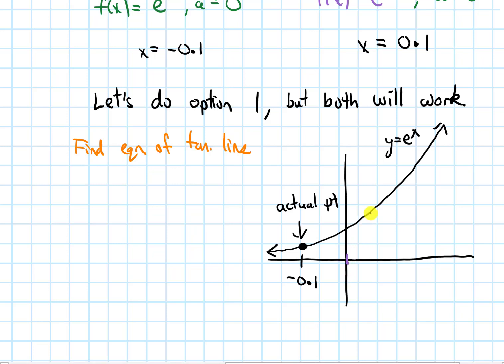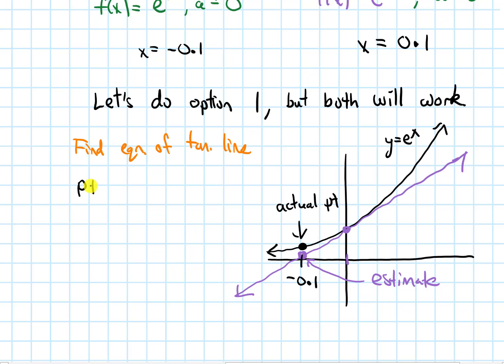We are going to use a equals 0, so we're going to use 0 as our input, and that's kind of nearby negative 0.1. I'm going to draw a tangent line through this point where x is 0. So that tangent line looks something like this. With the tangent line, I'm going to now plug in negative 0.1 into that tangent line, and that gives me a point here, and that is my estimate. All right, so we need to get the equation of this tangent line first.